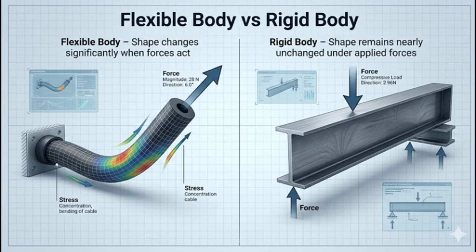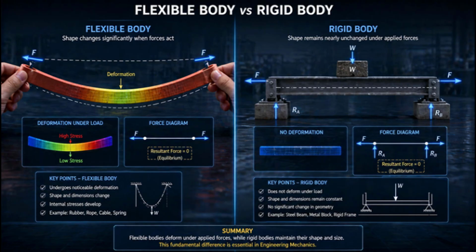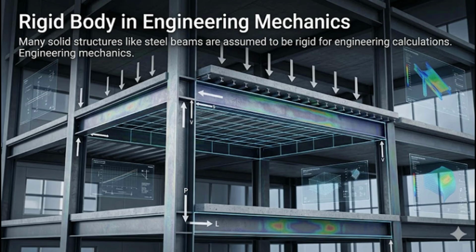Flexible body and rigid body. A flexible body changes its shape or size when a force is applied. Examples include ropes, cables, and rubber bands. A rigid body is one in which the distance between any two points remains constant even when forces act on it. Although perfectly rigid bodies do not exist in reality, many solid objects such as steel beams in buildings are assumed to be rigid for engineering calculations.